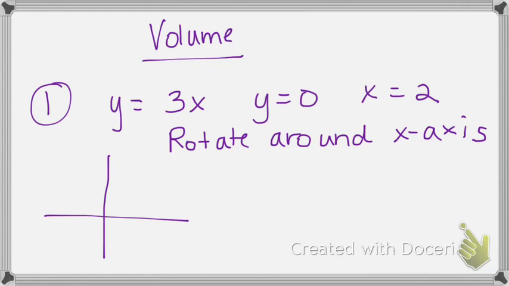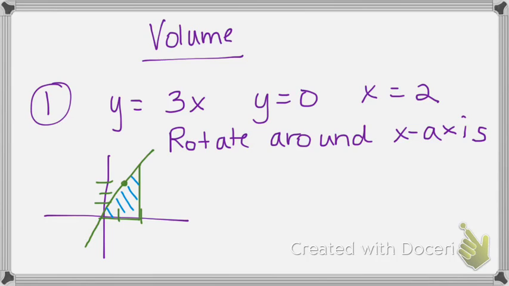Alright, so first of all, we're going to draw what this says. So y equals 3x, I'm going up 3 and over 1. X equals 2. So here's y equals 3x. Here's x equals 2. Y equals 0. That line really should go through 0, 0. I'll redraw it for you. There we go. Y equals 0 is that line. So we're talking about this figure right here.